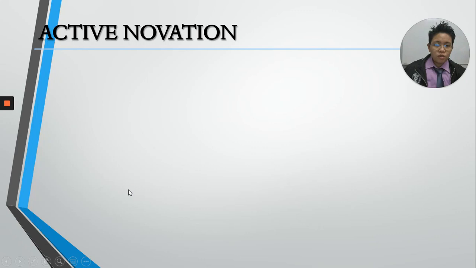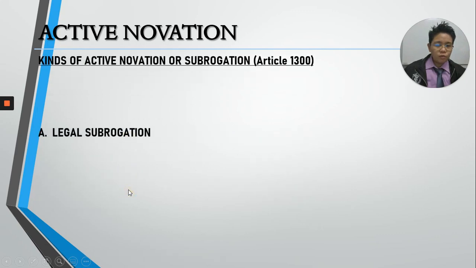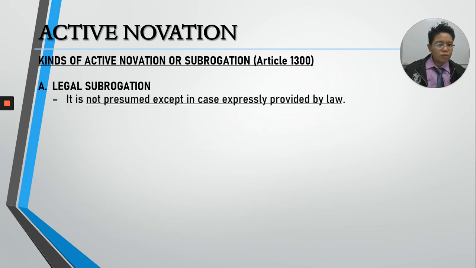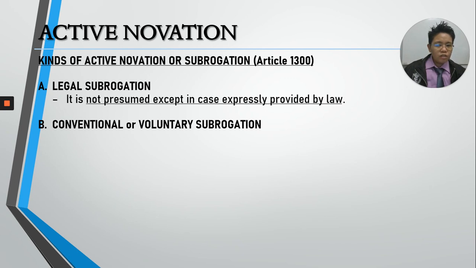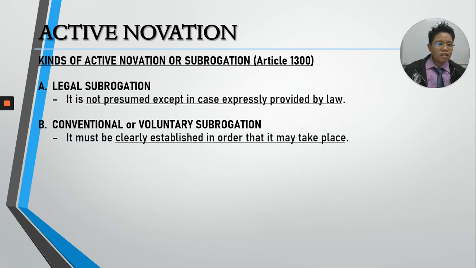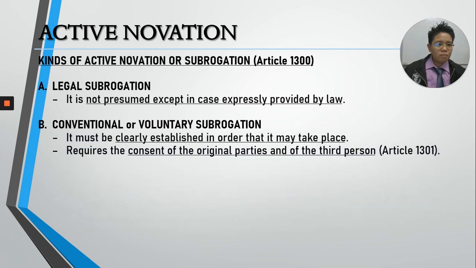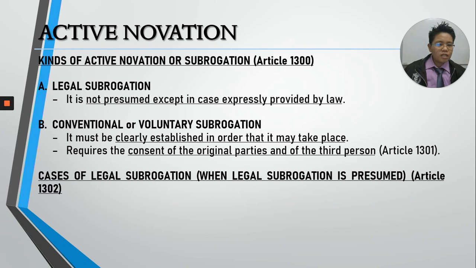Take note, class, also of the kinds of active novation or subrogation. Number 1, legal subrogation, which takes place by operation of law. This is not presumed except in cases clearly provided by law. And number 2, conventional or voluntary subrogation. So remember, this is based on agreement of the parties. So this must be clearly established in order that it may take place. And because it is from agreement, all of the parties must consent. So remember, new creditor, old creditor, and also the debtor must consent to the subrogation. Now, also take note of the cases of legal subrogation.